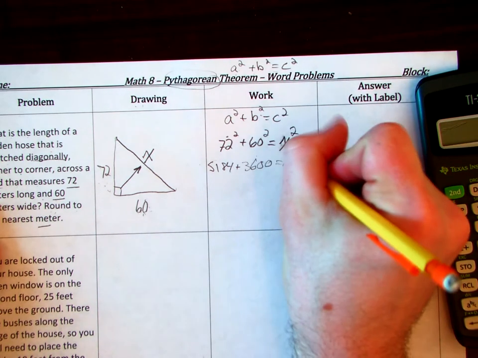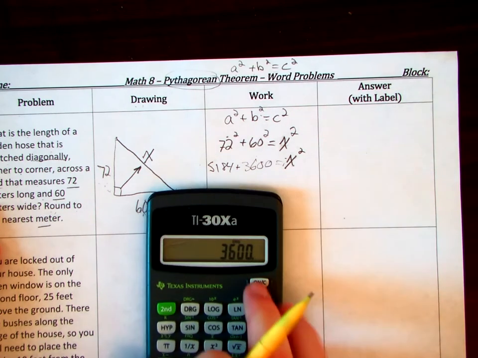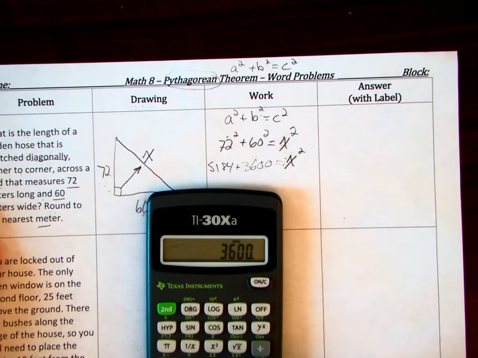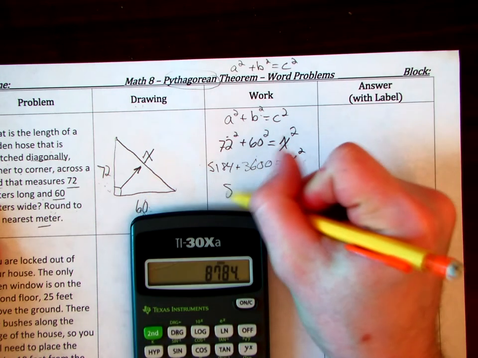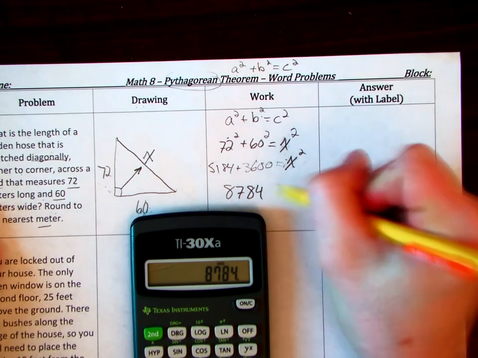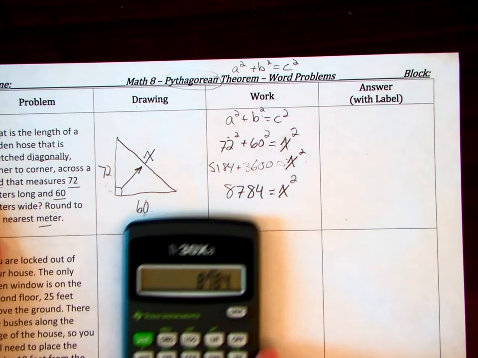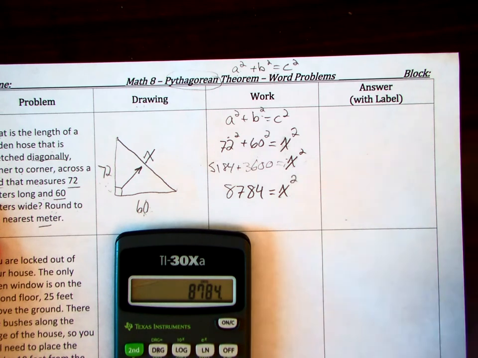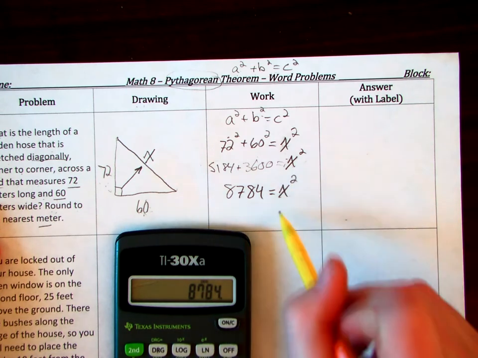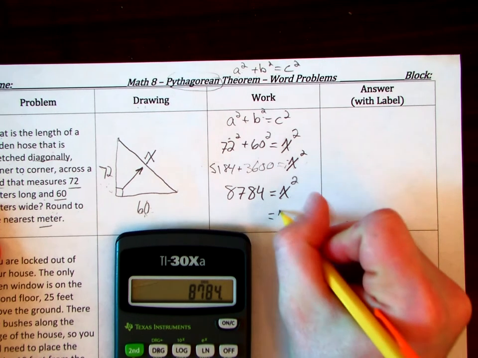X squared. All right, so now I can add those two together. So I'm going to have 5,184 plus 3,600. All right, so it has this value, which is equal to x squared. A lot of people have been doing this: they just circle their answer and call it correct. This is an unsolved equation still. We're always looking to find a value for x.